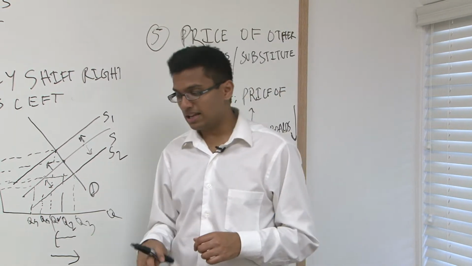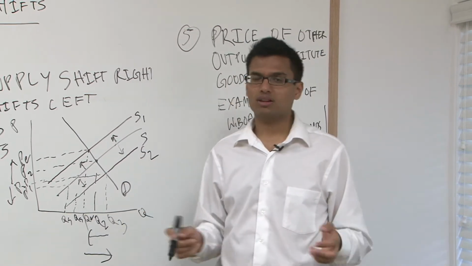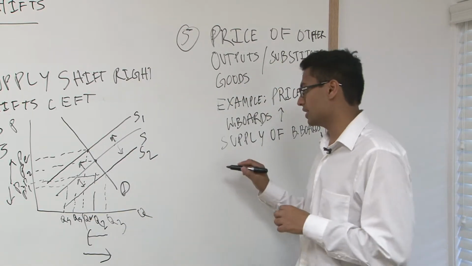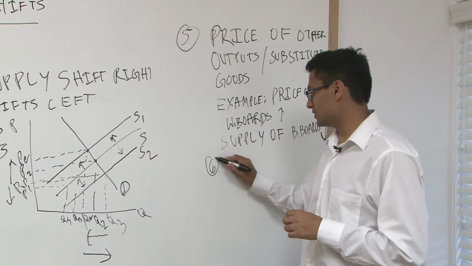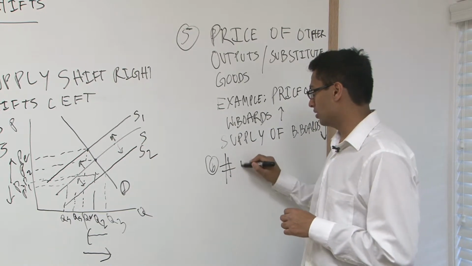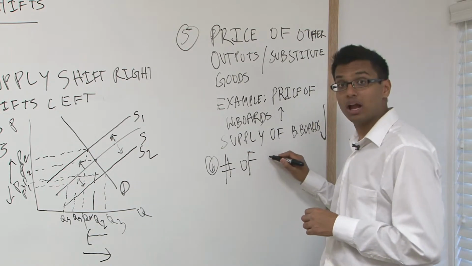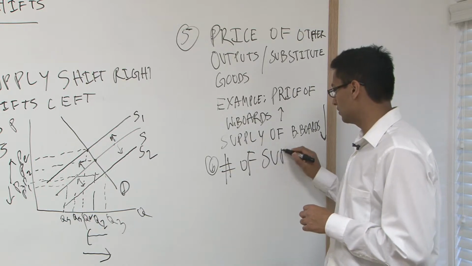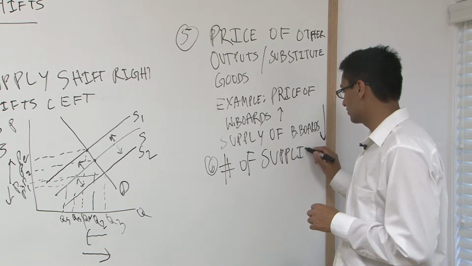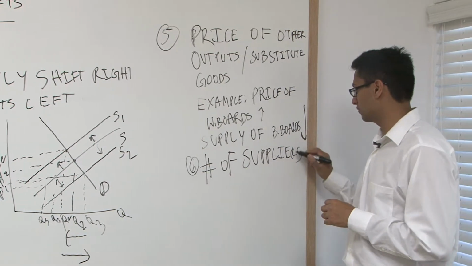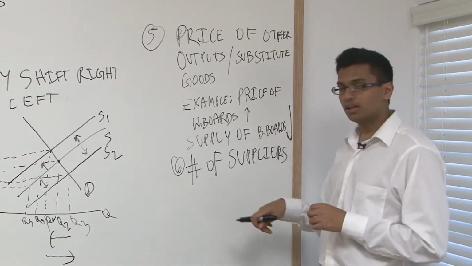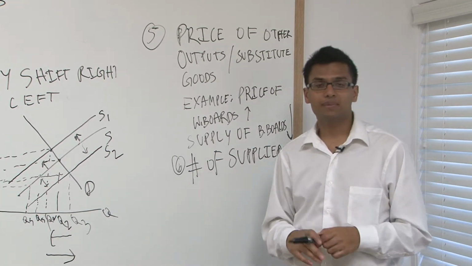All right. The last one we're going to talk about is the number of suppliers. This is a very easy concept to understand. I hope everyone can see this. It's the number of suppliers, and it's pretty straightforward.